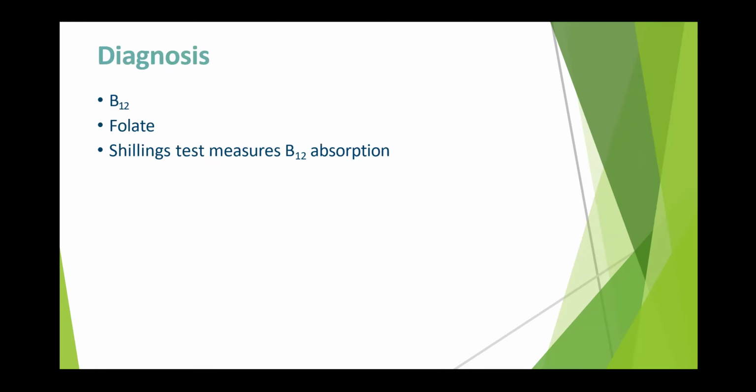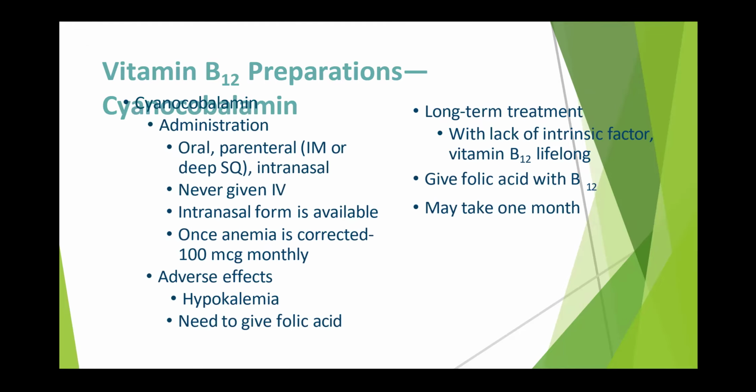Diagnosis. So, looking for B12 or folate, we do the Schilling's test to measure B12 absorption, which is an old school test. And then what do we do to treat it? Well, cyanocobalamin, which is a vitamin B12 preparation. We can give it oral, we can give it parenterally, IM or sub-Q, we can give it intranasally, but we don't ever give it IV.